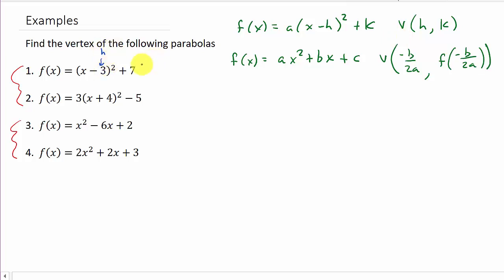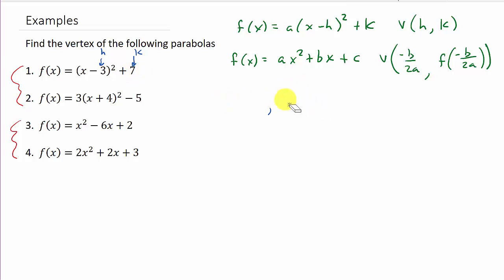Here's h, and here's k. So our vertex would be what? Well, h is 3, because we've got x minus h, there's h, so that's 3. And then we've got plus k, k is 7. And so the vertex is (3, 7).